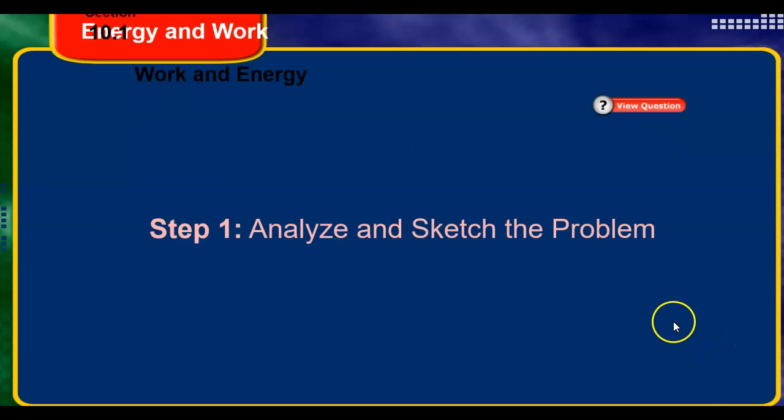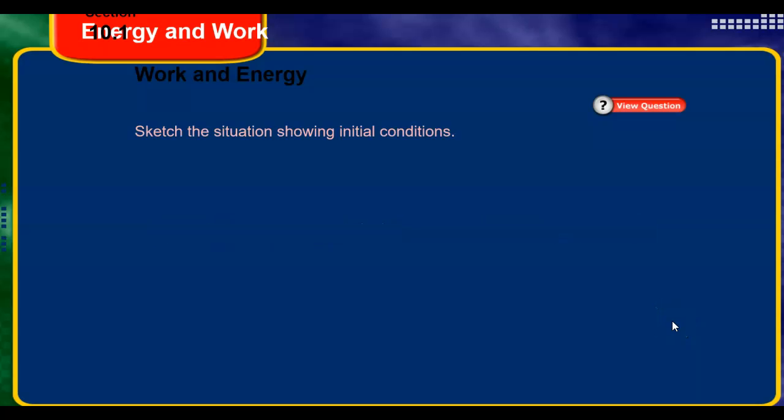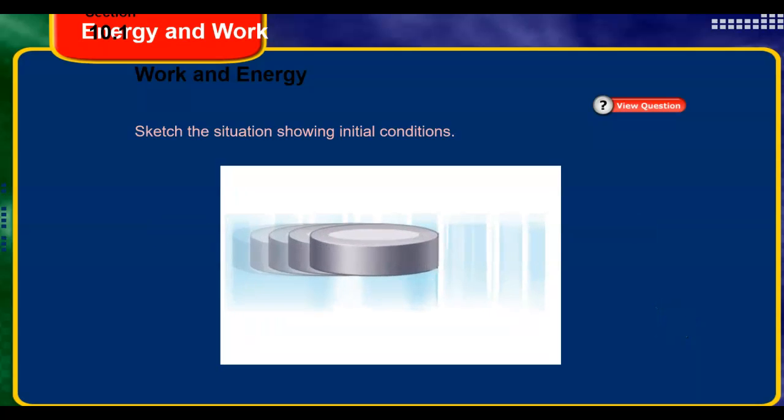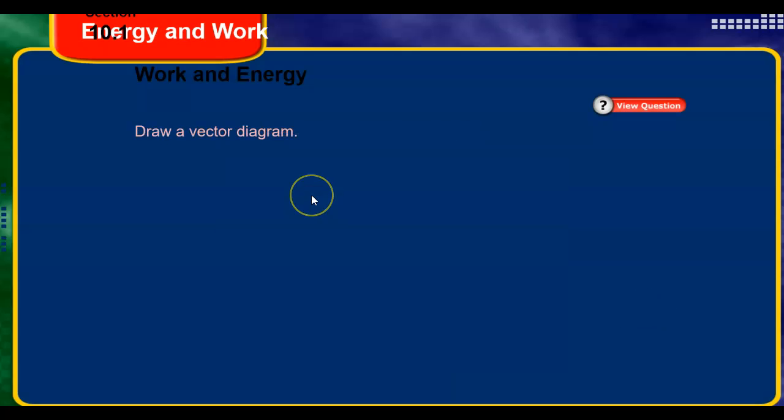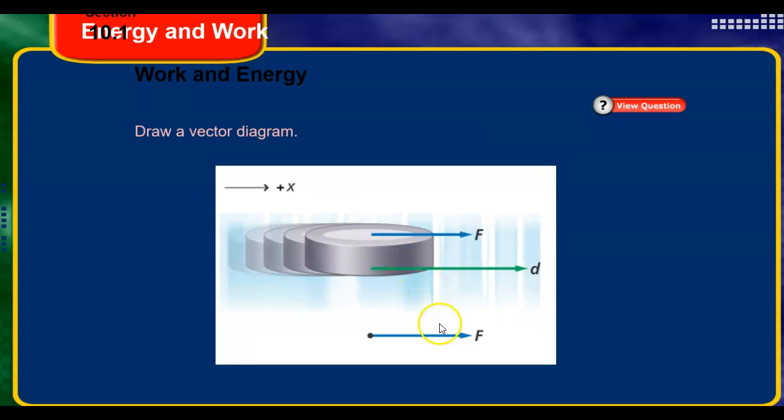Okay. So we've got to look at the problem first. So we're going to do a little picture. So you have your hockey puck. We have our x-axis. If we look at our vectors, we have a force being applied in the x direction, a distance that the object is moving in the x direction when the contact is applied. So it's going to the right. So force and displacement are going in the same direction. You're going to have positive work done.